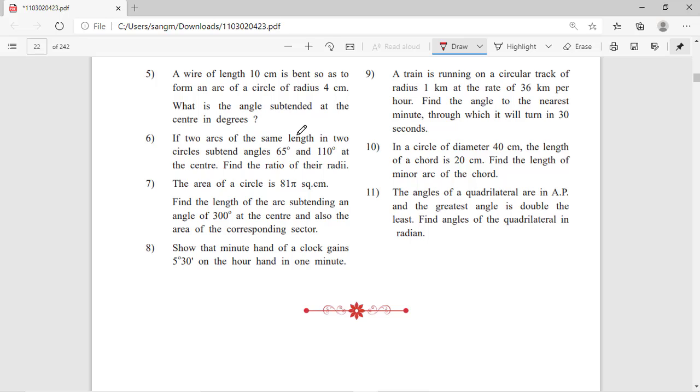Take this also as homework. This is also the same as your fourth question. Just that they have given r and the arc length, and they are asking for theta.